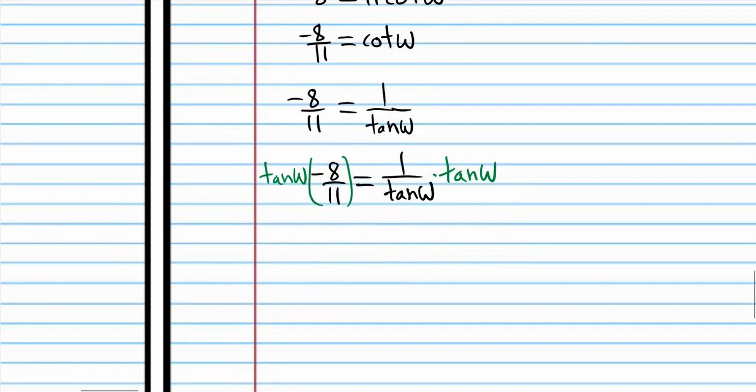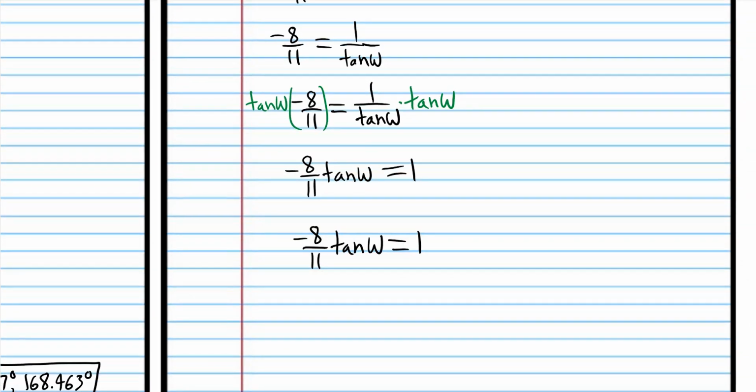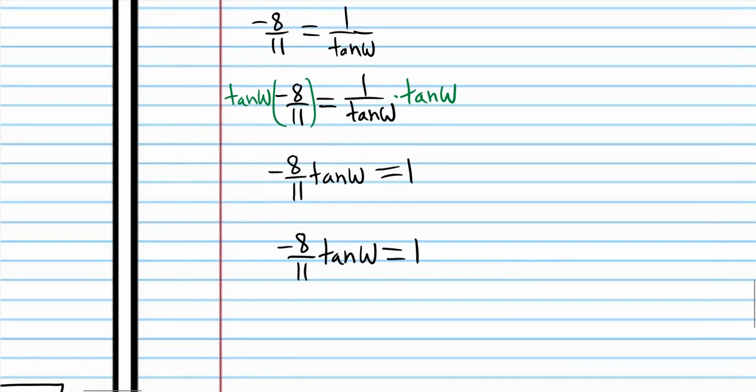And we're going to be left with negative 8 over 11 times tangent omega is equal to 1. Then I'm going to rewrite, and I'm going to divide both sides of the equation by negative 8 over 11, and this is not the fastest way to do this problem, but algebraically this is the easiest way to understand it.